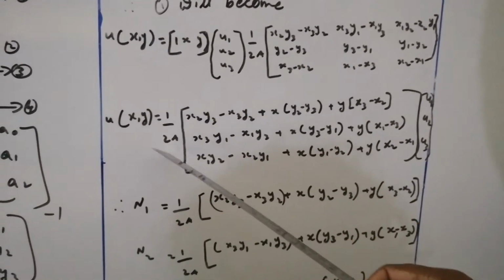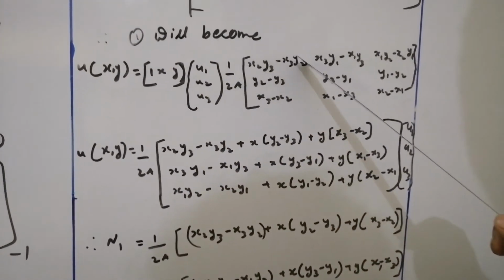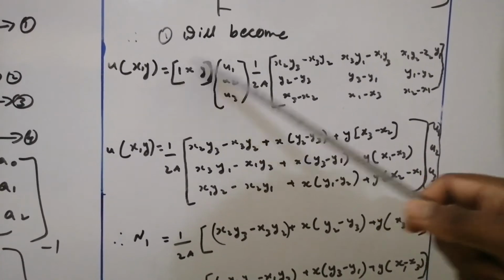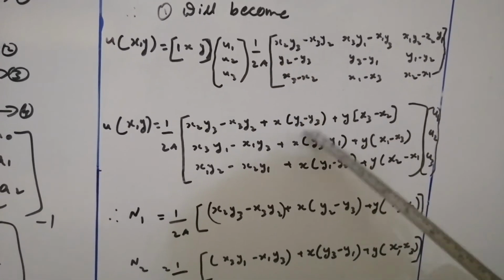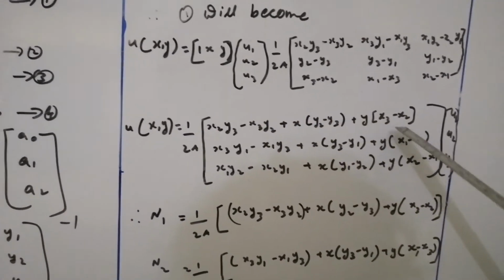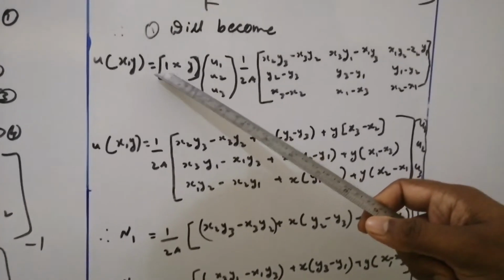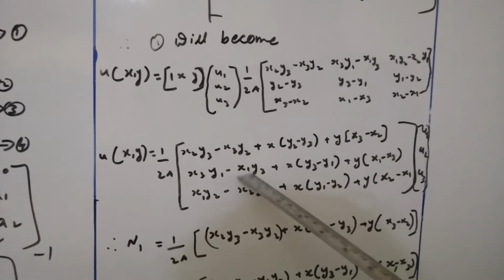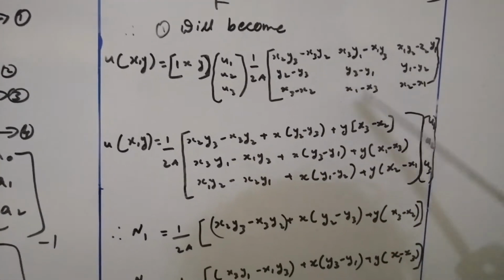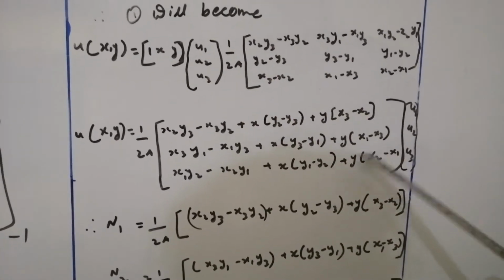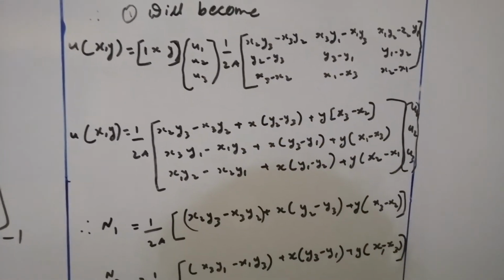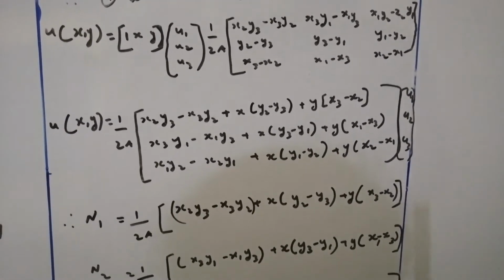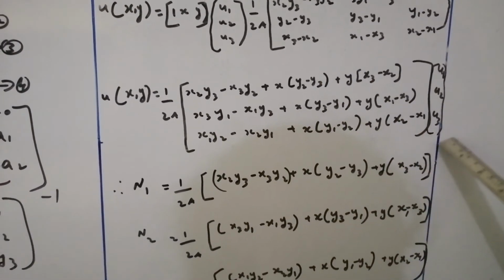that is, this matrix and this matrix. So 1 by 2A, 1 into x2 y3 minus x3 y2 plus x into y2 minus y3 plus y into x3 minus x2. Similarly, this one into x3 y1 minus x1 y3 plus x into y3 minus y1 plus y into x1 minus x3, and 1 into x1 y2 minus x2 y1 plus x into y1 minus y2 plus y into x2 minus x1, times u1 u2 u3. So we are familiar with this also from module 5.